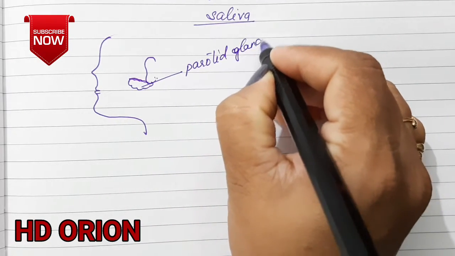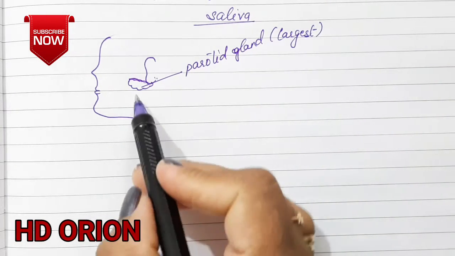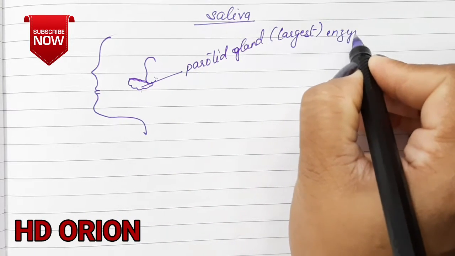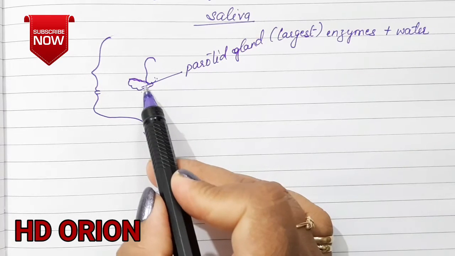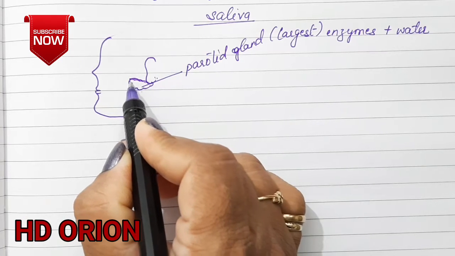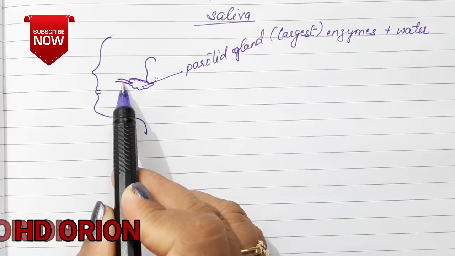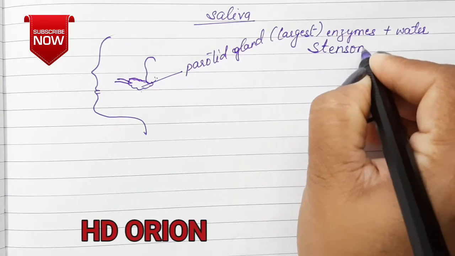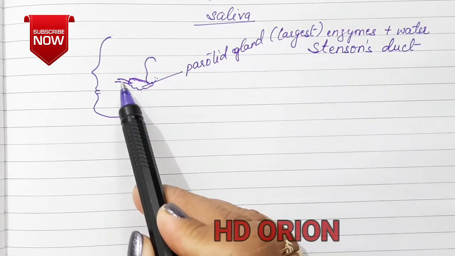The parotid gland is the largest of the three salivary glands, and this particular gland only secretes enzymes and water. So, the parotid glands are present in front of the ear lobe and release their secretion into the buccal cavity. The duct by which the secretion is poured is known as Stenson's duct, named after the scientist or biologist. So, this duct is Stenson's duct.